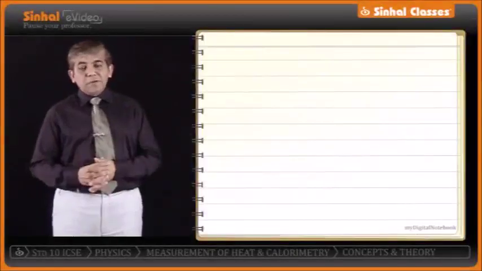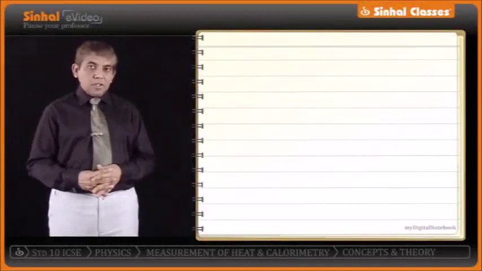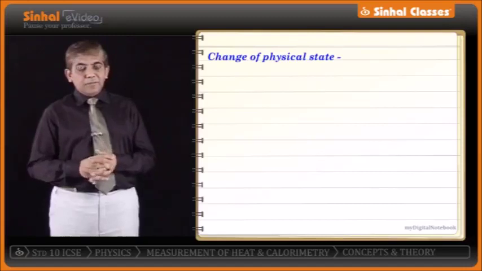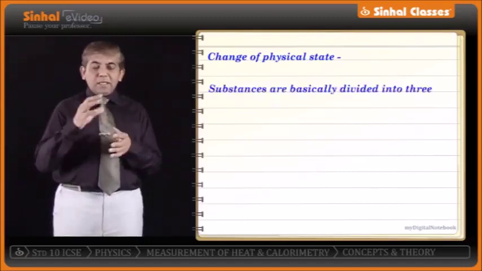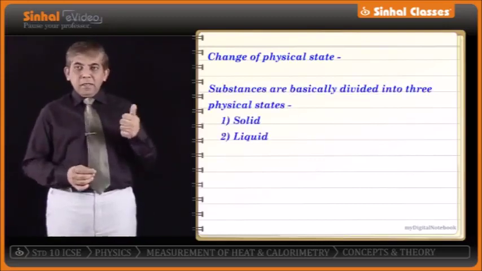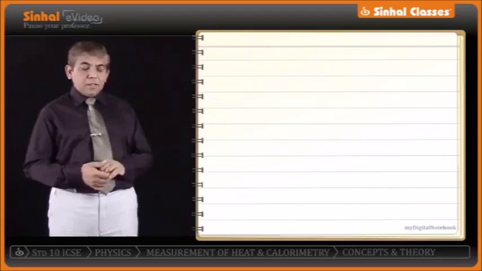After learning what is principle of calorimetry, we go to the second set of calorimetry, wherein we talk about the change of physical state. Physical state of substance, we know that these substances are basically divided into three physical states: solid, liquid, gases. Let's consider the flow chart.